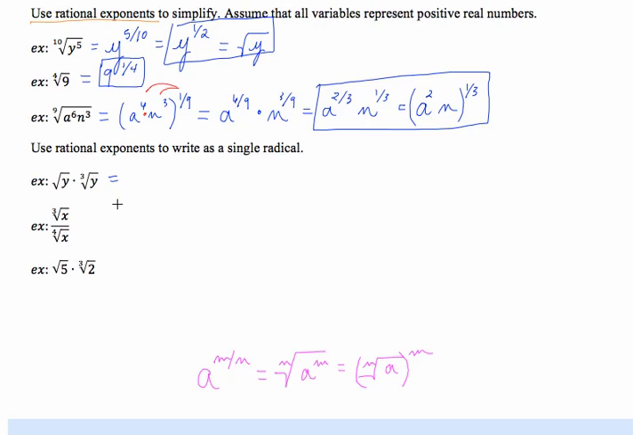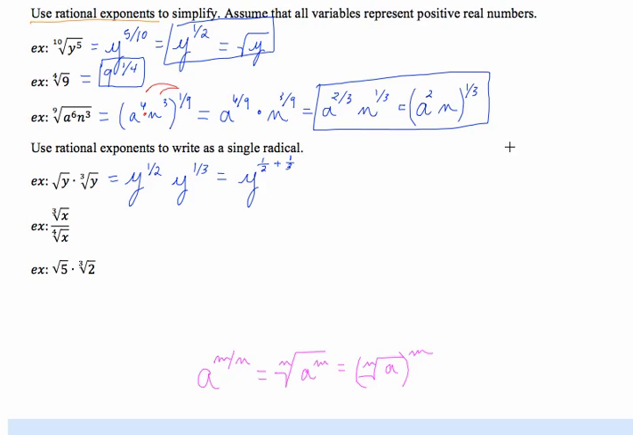But if we rewrite them with rational exponents, maybe we can figure out how to combine them. Okay, so I'm going to start by converting each of these to a rational exponent. So the square root of y could be written y to the 1/2. And the cubed root of y could be written y to the 1/3. Okay, now from here I can simplify because we have the same base, different exponents, and we're multiplying. So we would add the exponents. So you would have 1/2 plus 1/3 for the exponent on y.